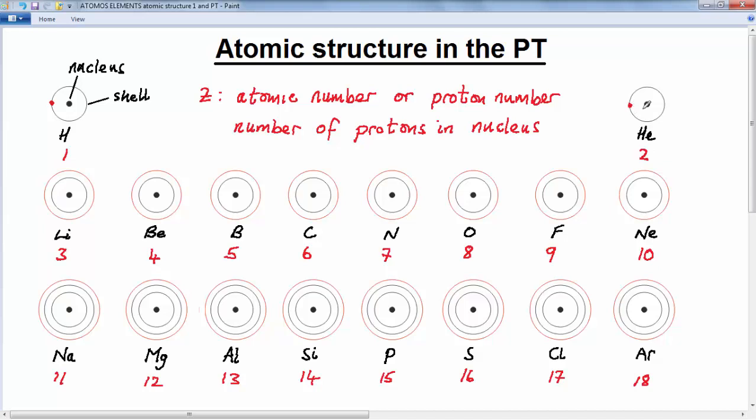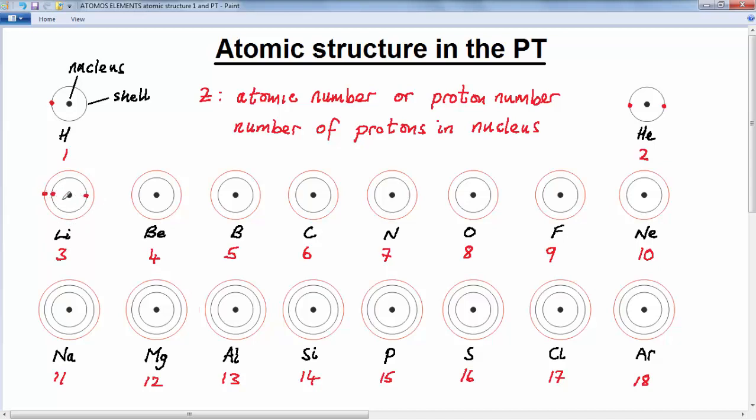Now you remember from the previous lesson that we said this is the first shell, and the first shell only has a capacity of 2 electrons. So once we get to 2 electrons, once we get to helium, that shell is filled, and we now start filling a new shell, which means we go to a new period or new row in the periodic table. So let's just do lithium here. The first shell is filled, and now lithium will have 1 electron in its outer shell.